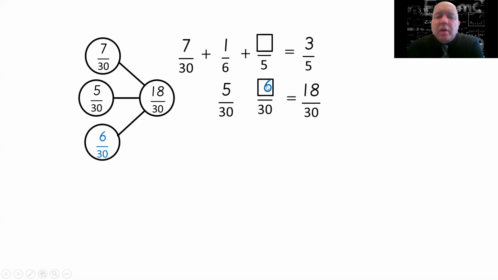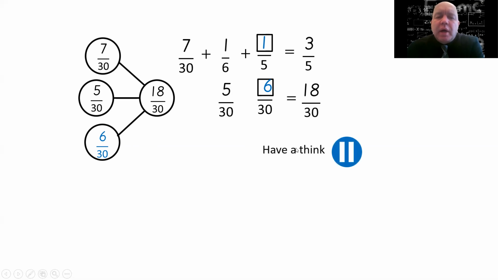We need to now create an equivalent of this 6 over 30 as fifths. So 30 divided by 6 gives us 5. We must do the same to the top as we do to the bottom. So we're going to divide by 6 and we get 1. So our missing number there is 1/5.